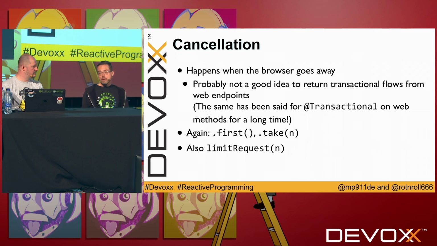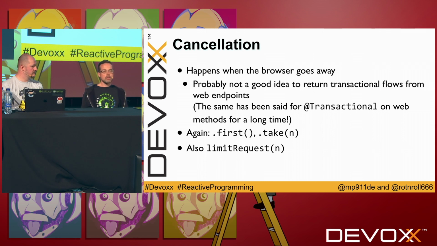So again, cancellation happens when the browser goes away, and the reason why I'm mentioning it very often is that we see a lot of demos also at conferences like DevOps, where it's very easy to just return a web flux from a Spring Reactive endpoint and just deal with it, probably in conjunction with server-side events, which takes another whole turn on transactions. And doing that with transactional flows will be error-prone.